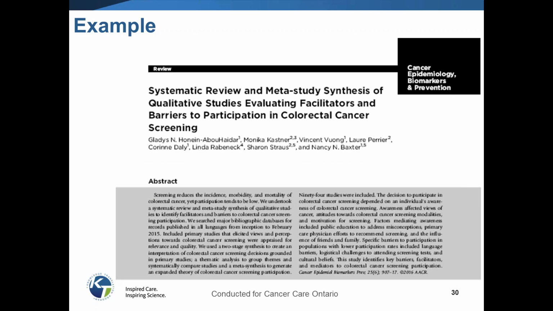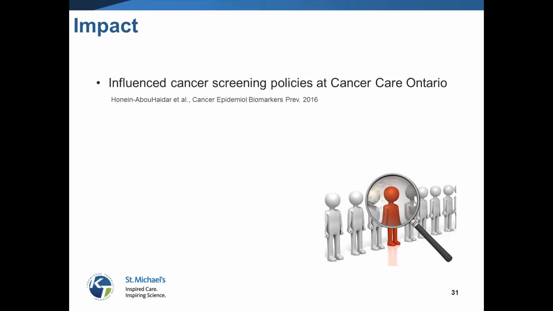So I wanted to give you a quick example from our team. We did a systematic review and then a meta-study synthesis of qualitative studies that looked at the facilitators and barriers to participating in colorectal cancer screening. And this was conducted for Cancer Care Ontario. So this would be an example of a provincial knowledge user that we were responding to through this knowledge synthesis. And this actually helped influence cancer screening policies at Cancer Care Ontario. So it helped break down some of the barriers for patients and help figure out how to target specific patients.